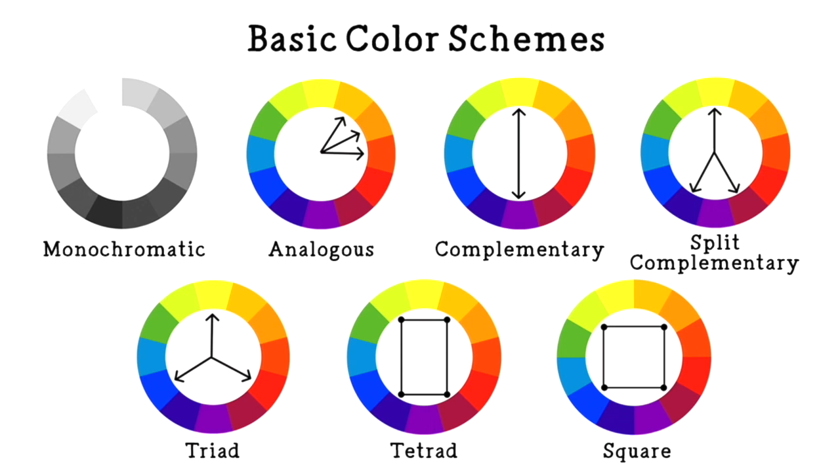Okay, so the first color scheme that we're going to be exploring is the analogous color scheme. Right here in this graphic, you can see how the analogous color scheme is made up of groups of 3 colors that are next to each other in the color wheel.